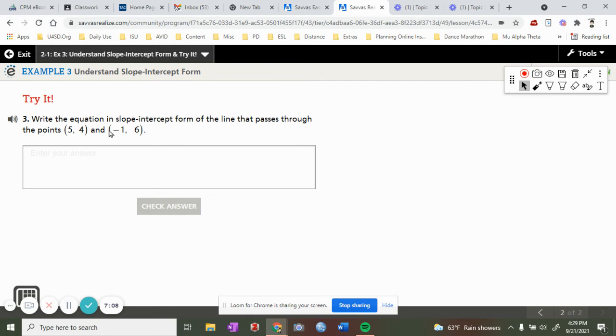So here, again, we're given 2 points. So let's sketch that out. Okay. So I draw my y-axis and I draw my x-axis. And I have 5, 4, so 1, 2, 3, 4, 5. 1, 2, 3, 4. So here is 5, 4. Well, that's terribly written. Let me rewrite that. 5, 4. And then negative 1, 6. There we go.